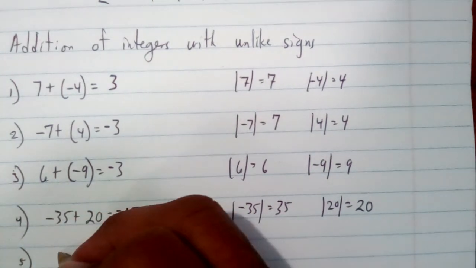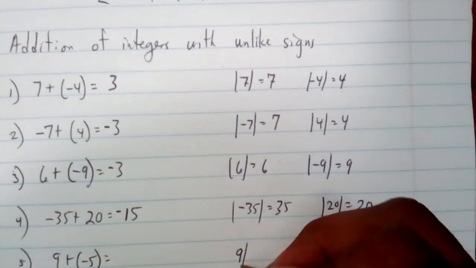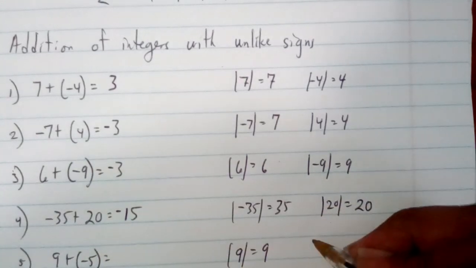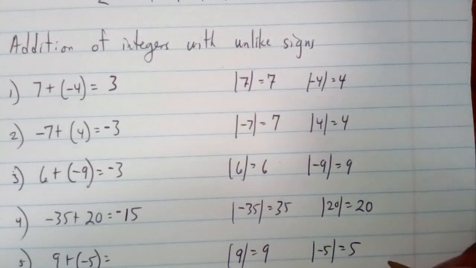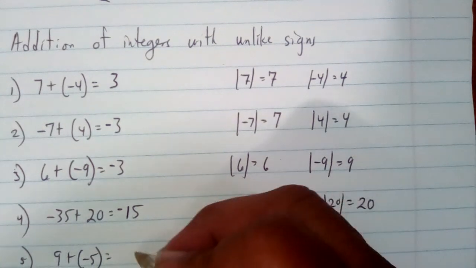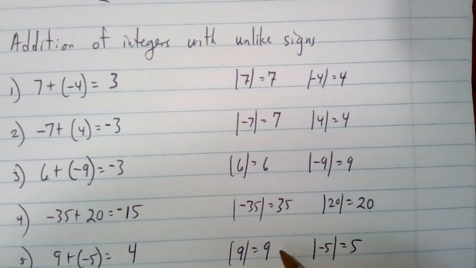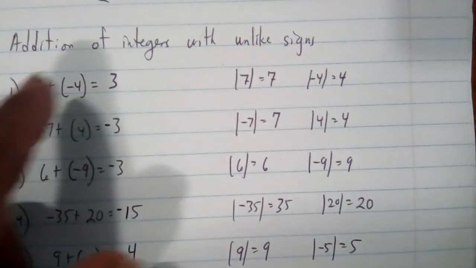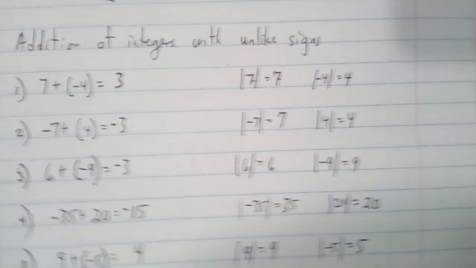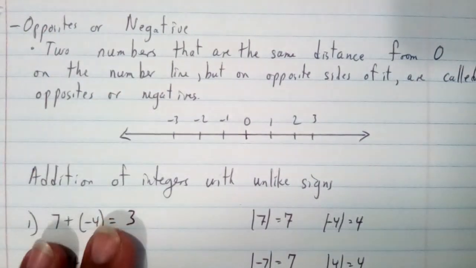Another example, we have 9 plus negative 5. What's the absolute value of 9? 9. What's the absolute value of negative 5? 5. Okay, so we subtract the 5 from the 9, that gives us 4. Now, who is larger, 9 or the 5? 9. What was the sign of the 9 before we did the absolute value? Positive, so the answer is positive. That is the addition of integers with unlike signs, also looking at the concept of opposite or negative numbers here. Okay.